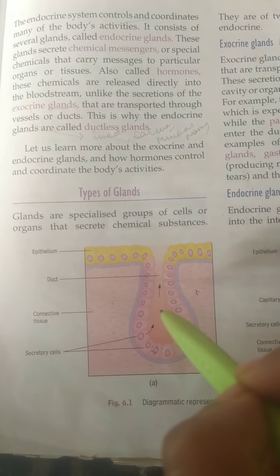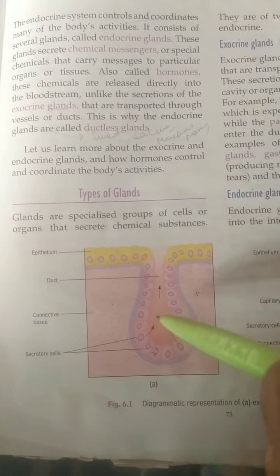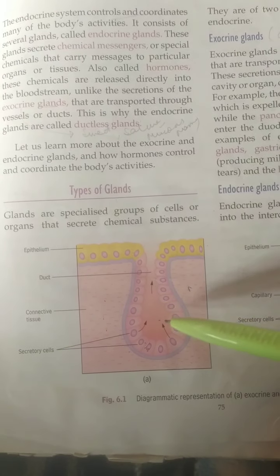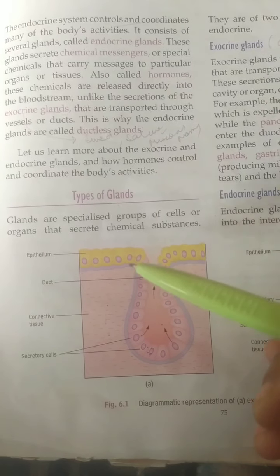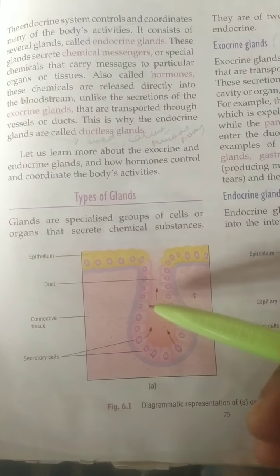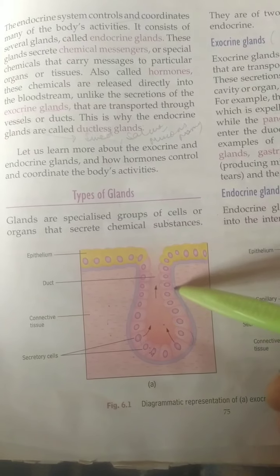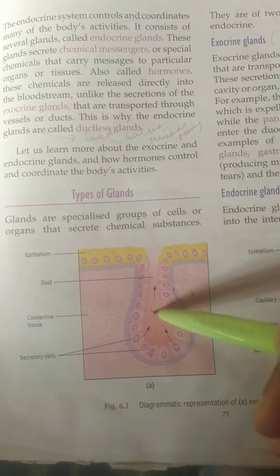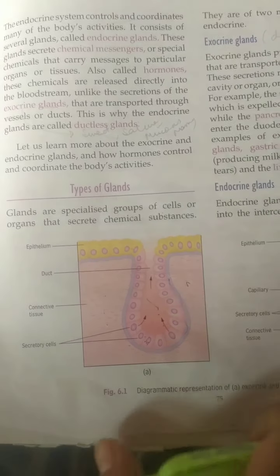For example, the sweat glands. Due to a rise in temperature, the sweat comes out so that we can cool down. So from these cells the secretions, the chemical substances, come out and are released in the ducts.